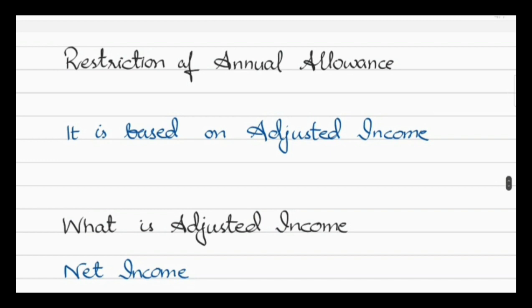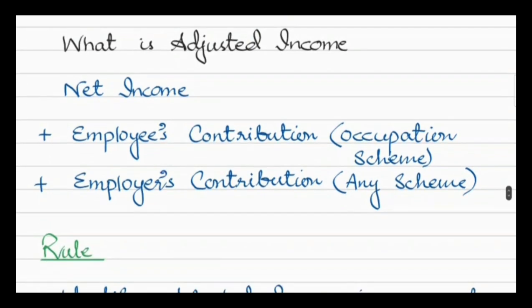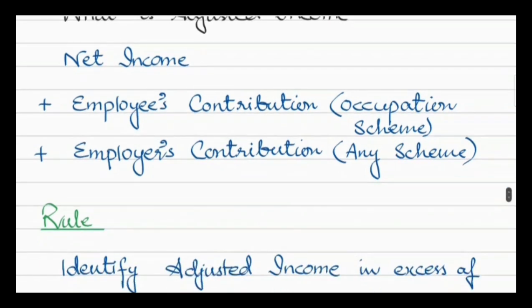There is a restriction of the annual allowance, just like personal allowance and child benefit charge. You have to calculate the adjusted annual allowance, but it is based on adjusted income, not adjusted net income. How do you calculate the adjusted income? It is net income plus employees' contribution into an occupational pension scheme and employer's contribution into any scheme, meaning either occupational or personal pension.